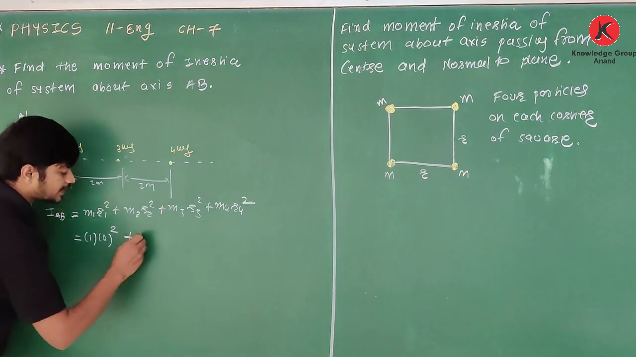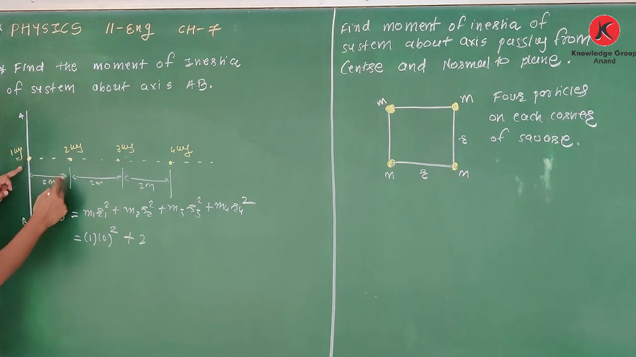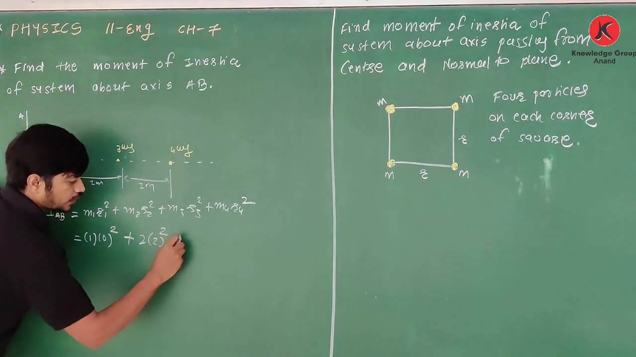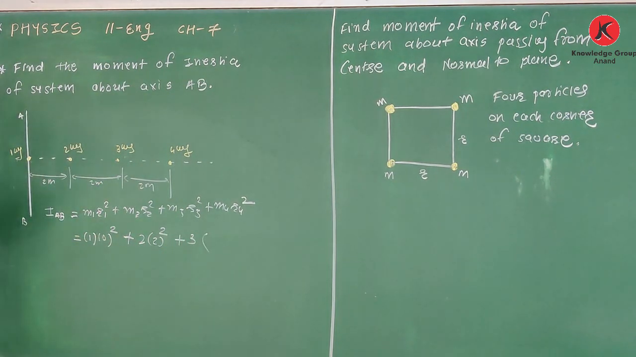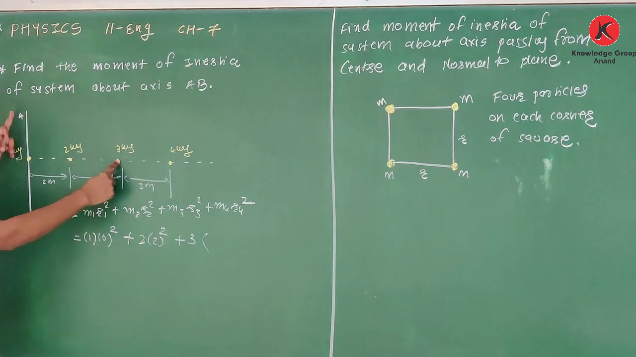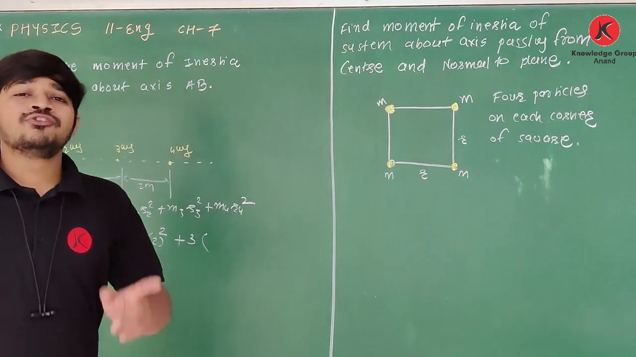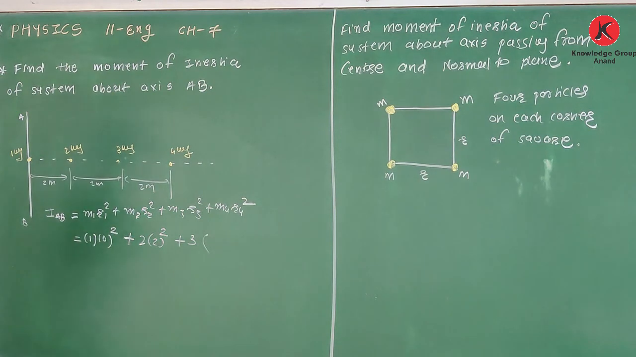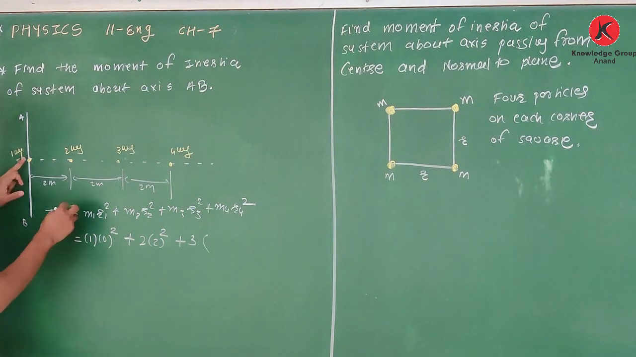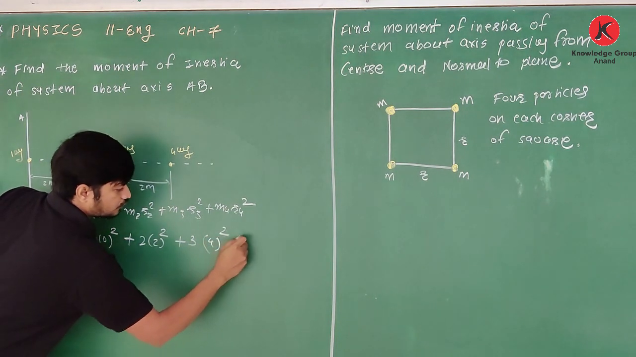M2, its mass is 2. What is the perpendicular distance of this particle from the axis? See, it is 2 meter, which means it is 2 square. Plus the mass of the third particle, 3. What is the perpendicular distance of this particle from the axis? Whenever you find moment of inertia, you have to take the distance from the given axis. So from this axis, what is the distance of the 3 kg? 2 plus 2 is 4. So it is 4 square.